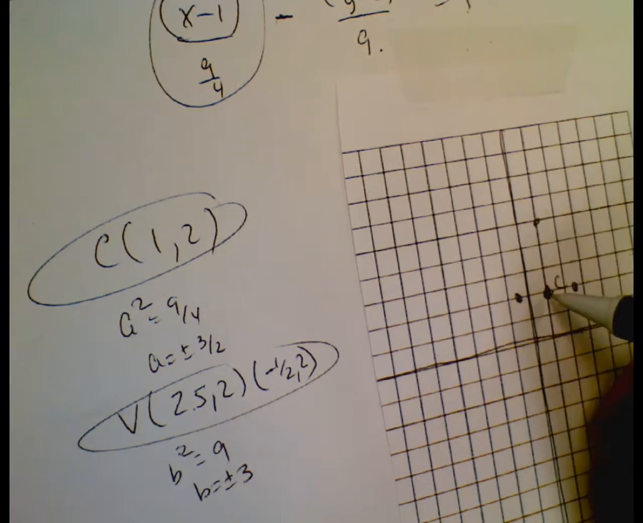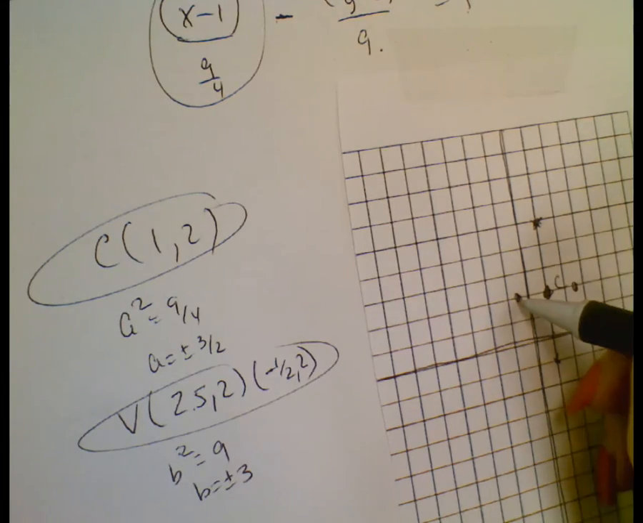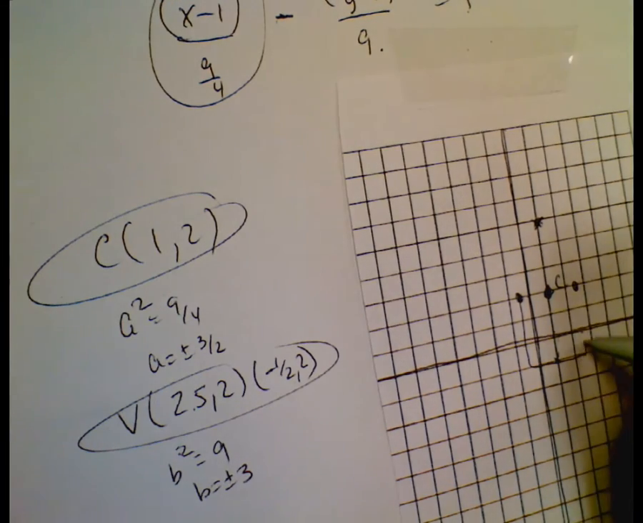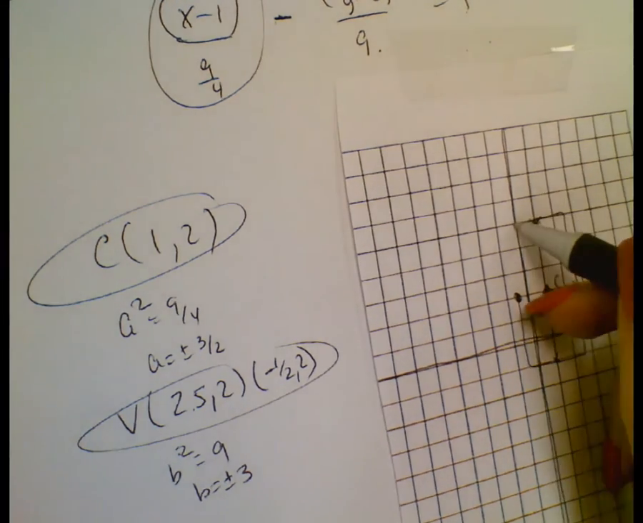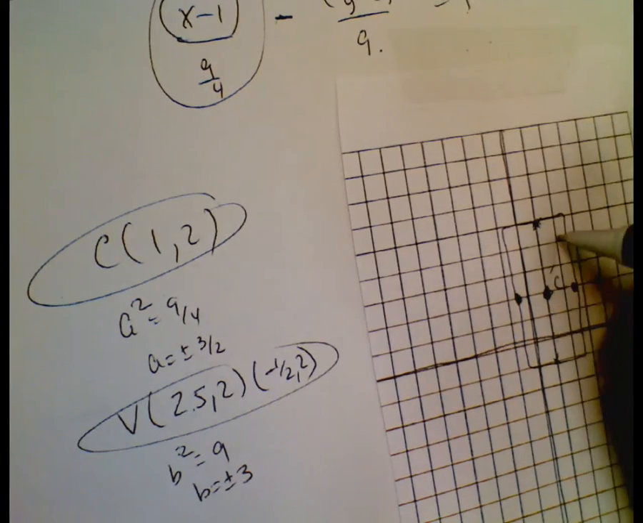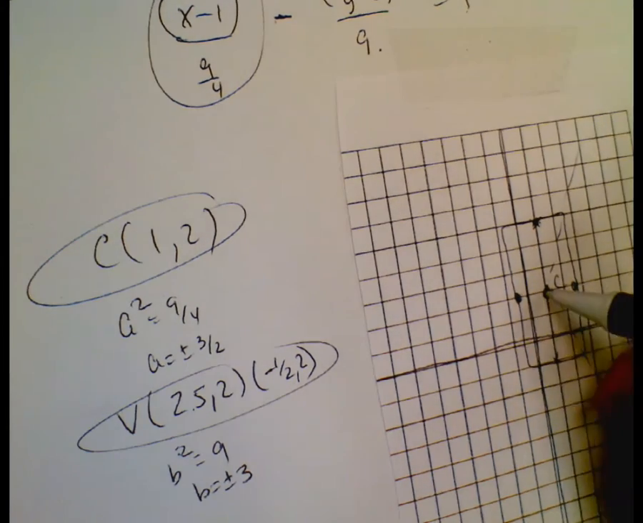2, 3. I'll put an X there. 1, 2, 3. Put it right there. And we're gonna make a box. Now, I do not have to list these big vertices. I just need them for the box. So asymptotes here. Asymptotes there.